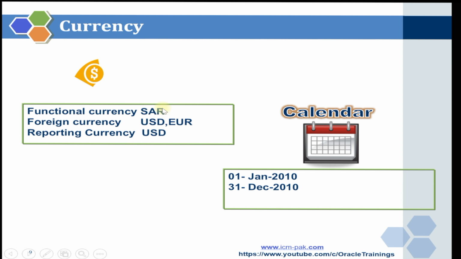So for example, in our example we are going to use SAR, which is Saudi Riyal, which will be our base currency, our functional currency. We will have major transactions in Saudi Riyal, but we might have some transactions dealing with companies outside Saudi Arabia, in USD or in euro. And for example, this company in Saudi Arabia is owned by a business group in the US. So the US business group owners or stakeholders want the financial statements in another currency called the reporting currency.